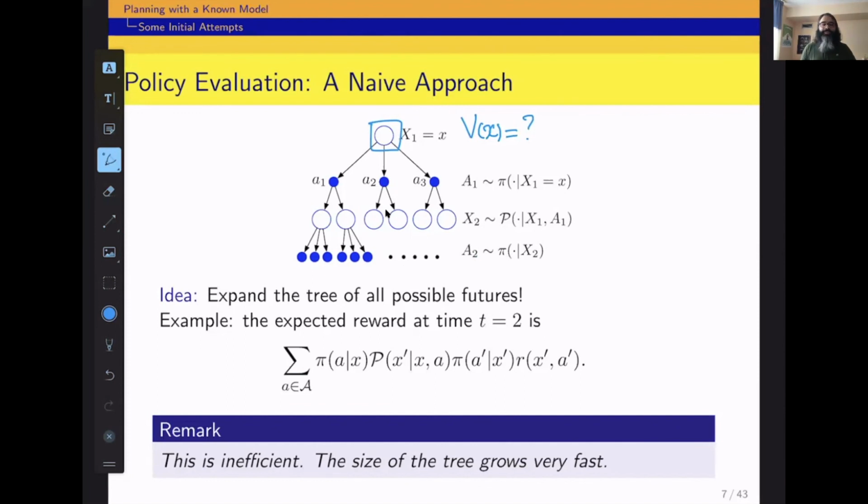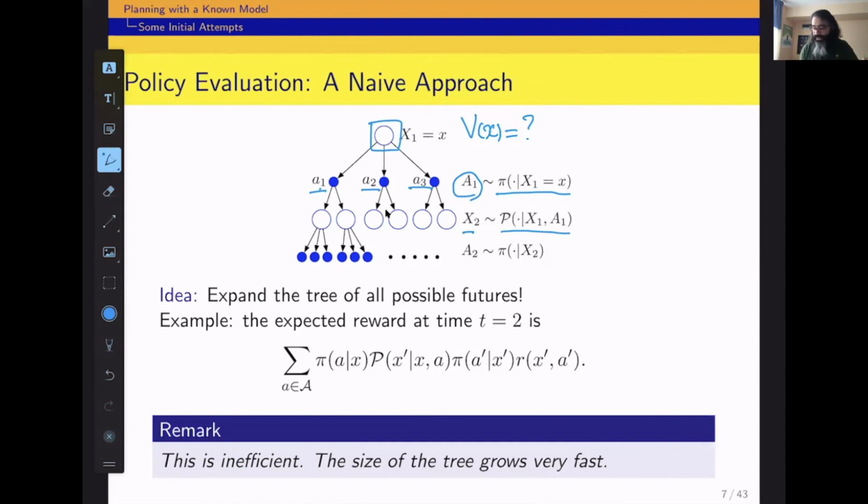Let's see what happens to an agent when it is at that state X. It chooses an action according to a policy, suppose a stochastic policy. So it would be A1, a random variable. Suppose it has, say, 3 different possibilities: small a1, a2, and a3. So from state X, I have 3 possibilities. And then from action A1, the agent goes to state X2 according to P of X1 and A1, right?